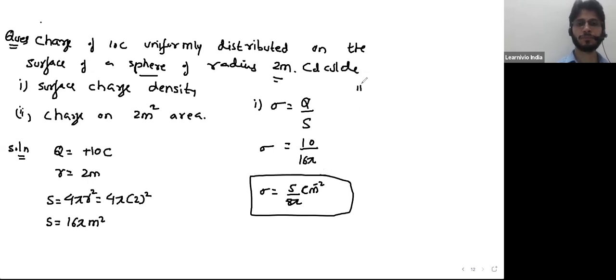Sir, we cannot substitute the value of pi. Even if you substitute, it will be 3.14. Even in that case, it won't be 1.96, it will be less than 1.